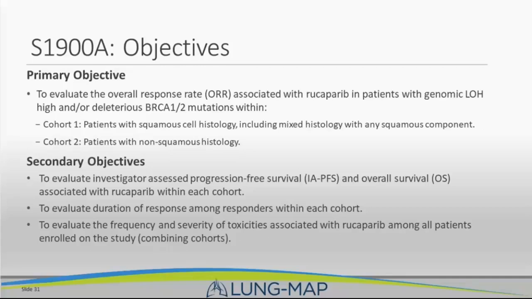And we're seeking to study rucaparib in non-small cell lung cancer that are harboring these mutations or that are LOH high. And the primary objective is to evaluate the overall response rate associated with rucaparib in patients with these LOH high, loss of heterozygosity high, or deleterious BRCA1/2 mutations by histology. Secondary endpoints are to evaluate investigator-assessed progression-free survival and overall survival, duration of response, as well as toxicity observed in this patient population. Can we go to the next slide, please?